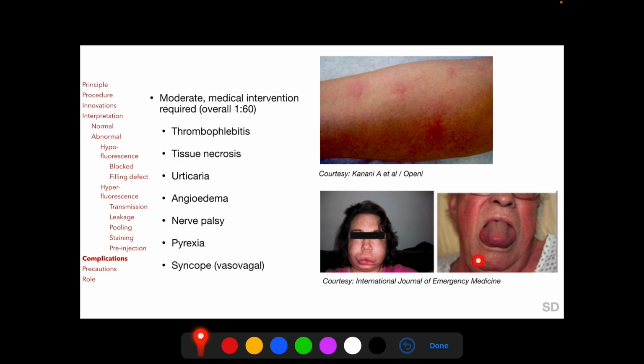Urticaria and angioedema are very important to recognize because they may be followed by an anaphylactic reaction, and whenever these two signs are detected, epinephrine, steroids, and antihistamines should be administered.